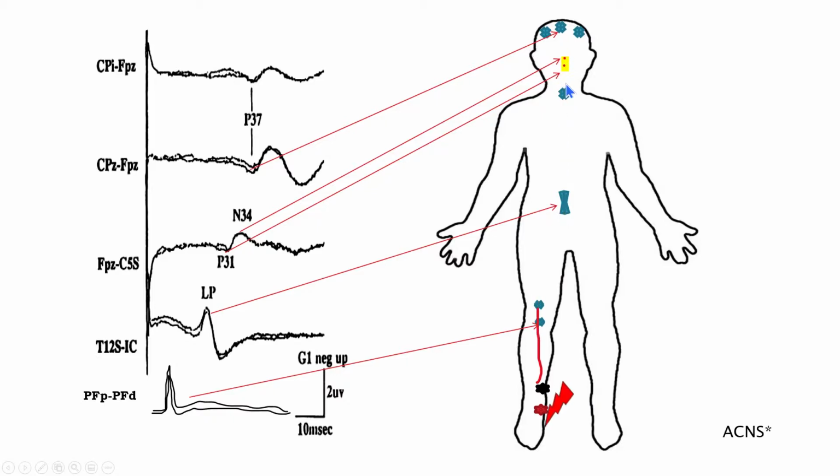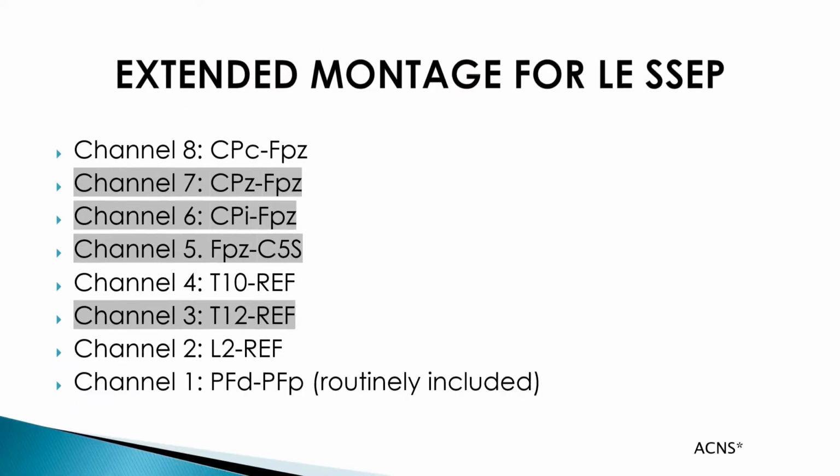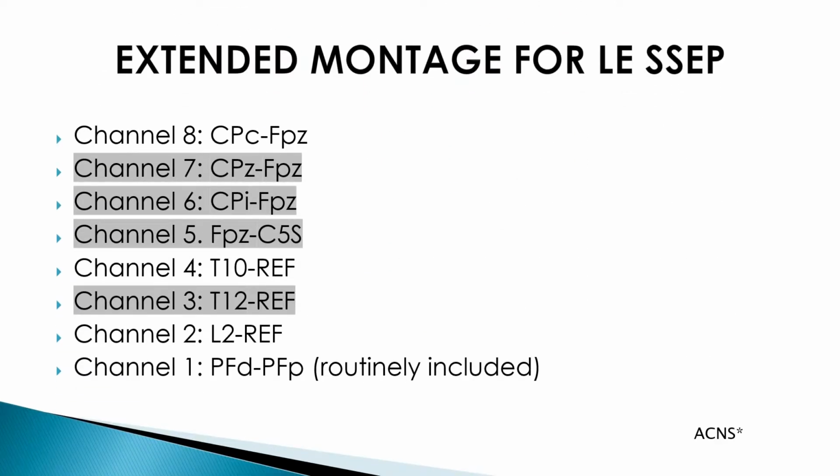This C5 electrode is used as a reference to record that. Then you have two cortical derivations, one using CPZ and one using CPI, or the ipsilateral cortex, to record two cortical responses. Here's an extended montage for the lower SSEP as deemed by the ACNS. You may go to different practices that might have different recording montages.